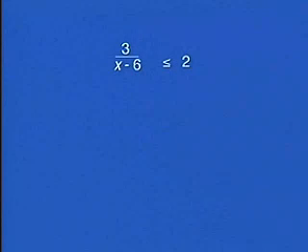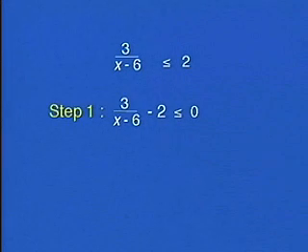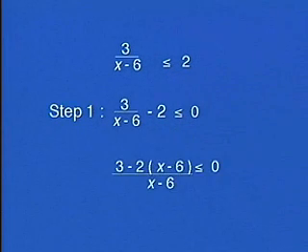Let's take a look at this rational inequality. 3 divided by x minus 6 is less than or equal to 2. Now remember, our first step is to have 0 on one side of the inequality, so we need to subtract 2 from both sides. Now we need to rewrite this expression so that we have one term on the left. To do that, remember we have to use a common denominator and write the expression as 3 minus 2 times the quantity x minus 6, all divided by x minus 6. And that, of course, is less than or equal to 0.